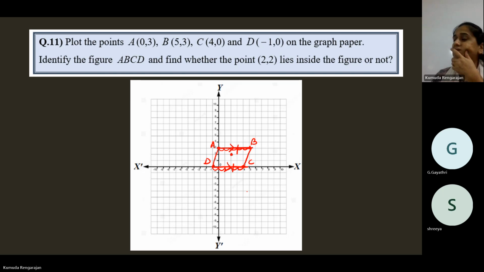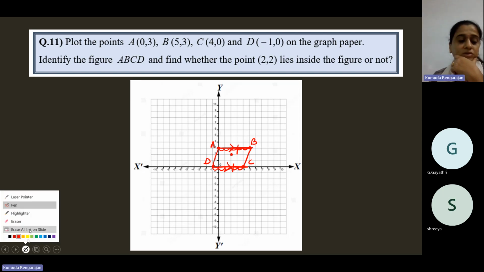Correct? You didn't understand the question, Sachin? Louder. Oh, you didn't plot the points correctly? Oh, okay. Come here with your book.